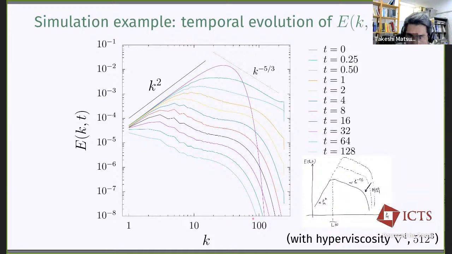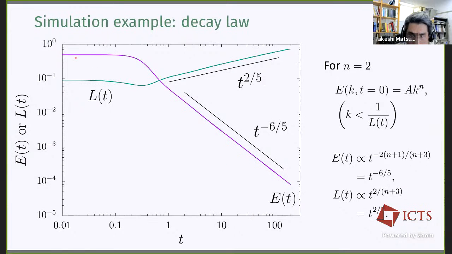Okay, so in this case, the total energy varies this way. This is time, and this is the total energy, and this is a log-log plot. If you have a power law, you should see a straight part. For the energy, we see some straight part from, let's say, time 1 to 100. For the integral length scale, again, we have some straight part from time 1 to 100, and they are consistent with the classical phenomenological law.